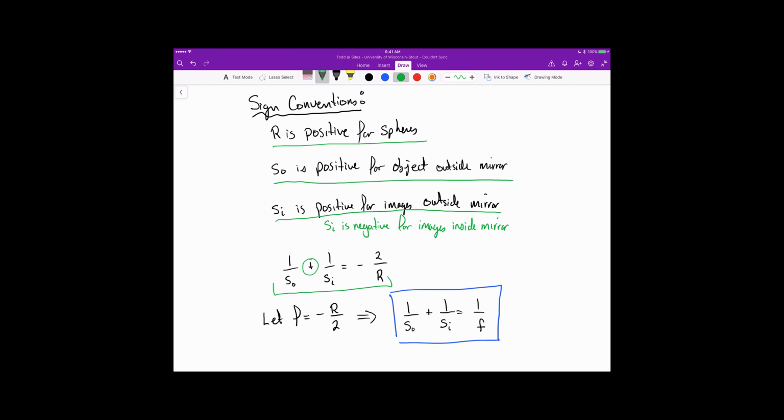Then if we go ahead and define a focal length of the mirror by this equation, this is the result that I get. This is frequently called the thin lens equation, but it also works for mirrors. And there you have it.